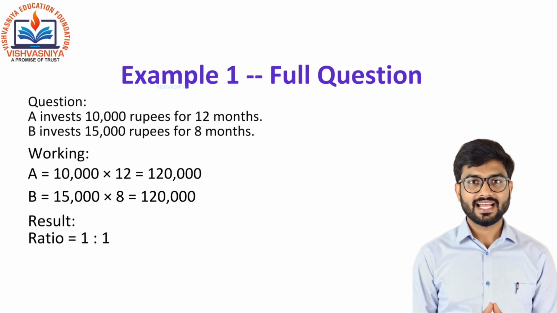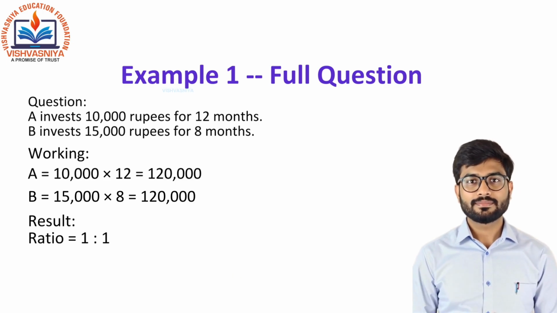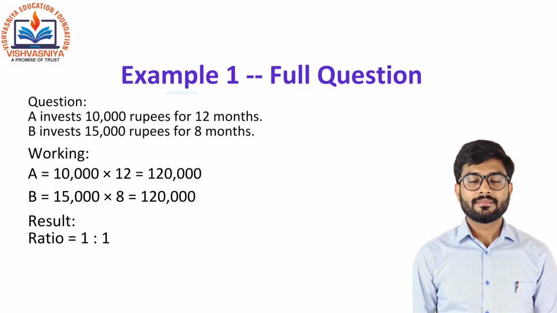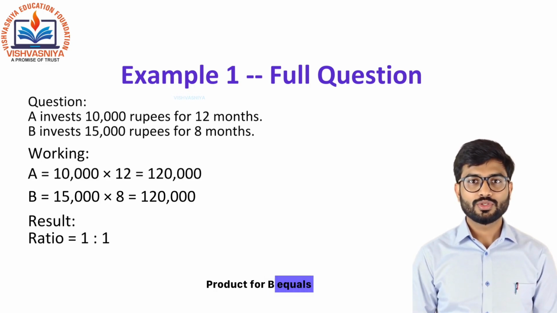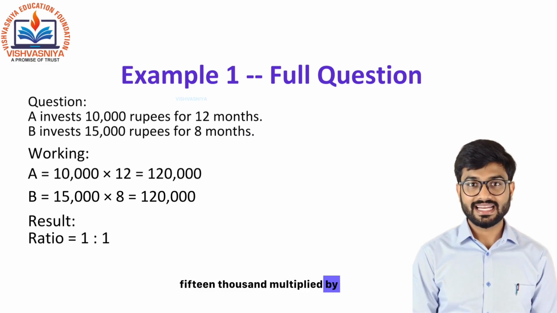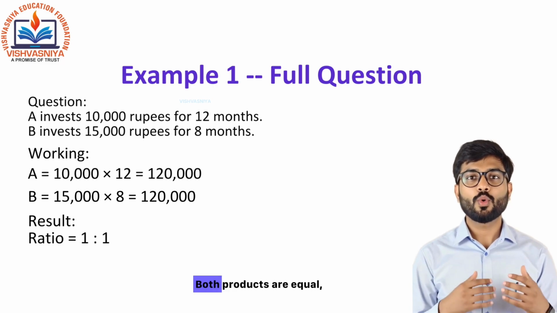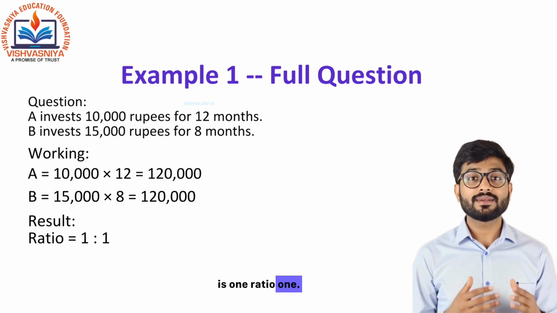Let us understand the idea with an example. Partner A invests 10,000 rupees for 12 months. Partner B invests 15,000 rupees for 8 months. Product for A equals 10,000 multiplied by 12, which becomes 1,20,000. Product for B equals 15,000 multiplied by 8, which also becomes 1,20,000. Both products are equal, so the profit ratio is 1:1.